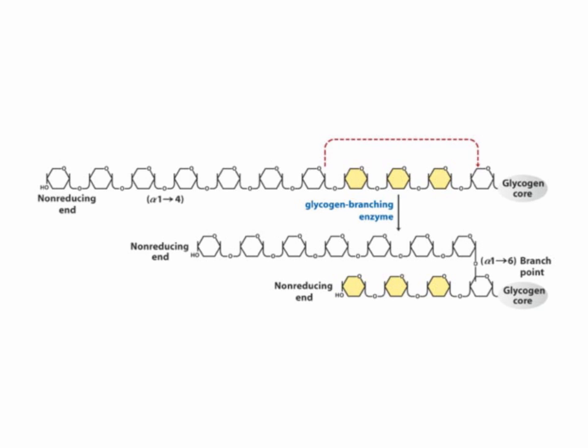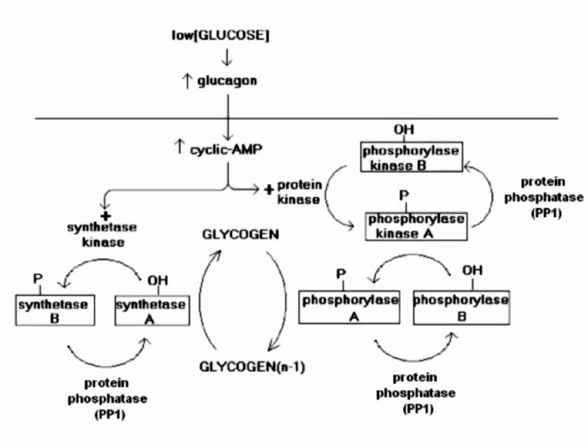There's a protein called glycogenin that serves as a primer for glycogen synthesis. This is where the glycogen molecule gets started. This enzyme has the ability to add glucose residues to part of the protein chain. Okay, so now let's look at the regulation of glycogen synthesis and degradation.